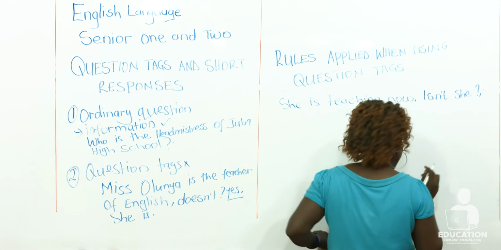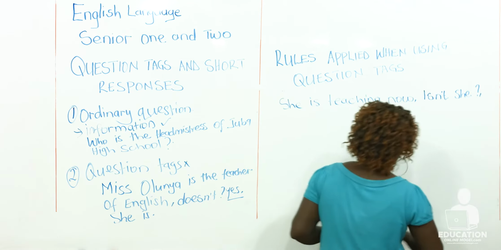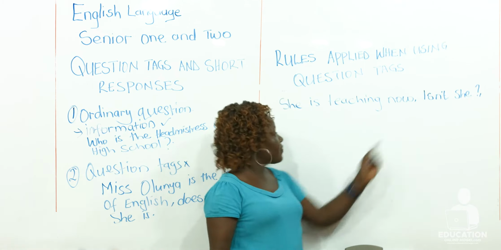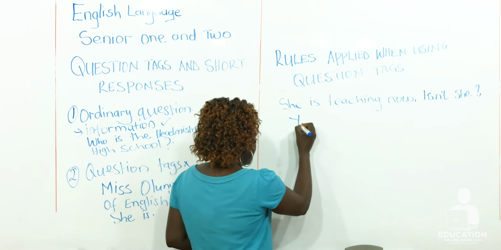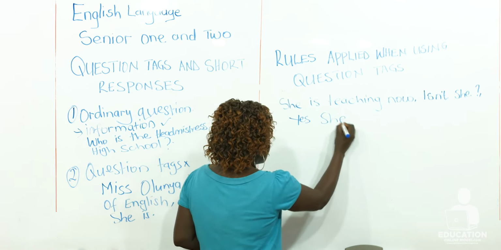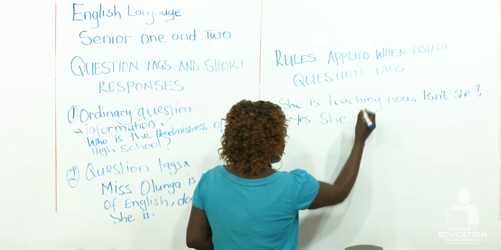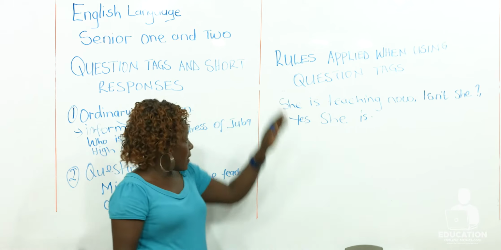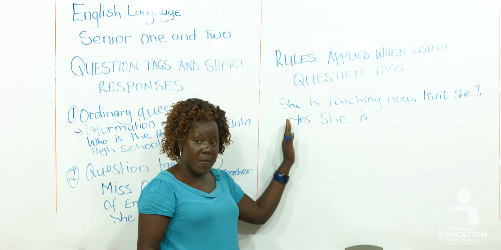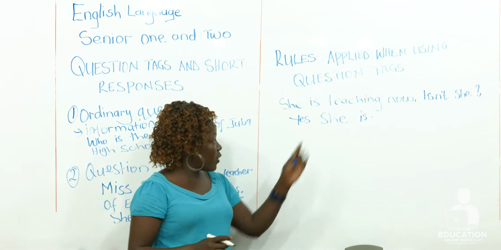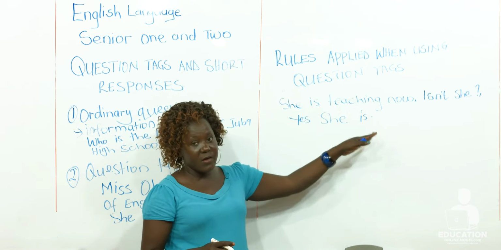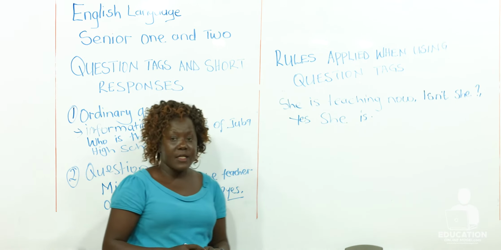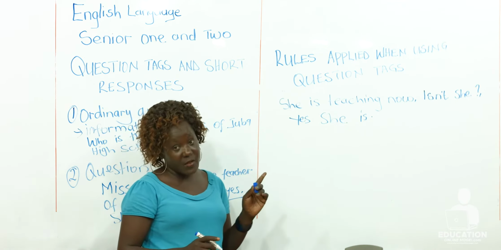Then you can still put and say the response. This one means, is she not teaching English? Isn't she? Then you come and say, yes, she is. So you can see the plural form of the noun must correspond to the plural form of the verb. Right. That is rule 1 under person.